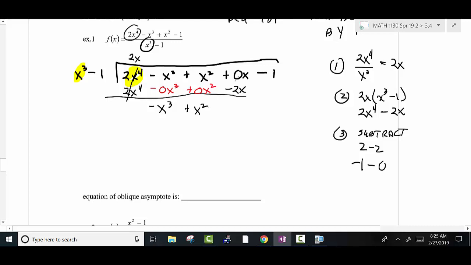And this is where you've got to be careful. This is the most common place students mess up. You're really doing 0x minus negative 2x. So it's really 0 plus 2. So that part right there is going to be plus 2x. You've got to watch how you do the subtraction because sometimes you subtract a negative number. That's the key. So we got that.